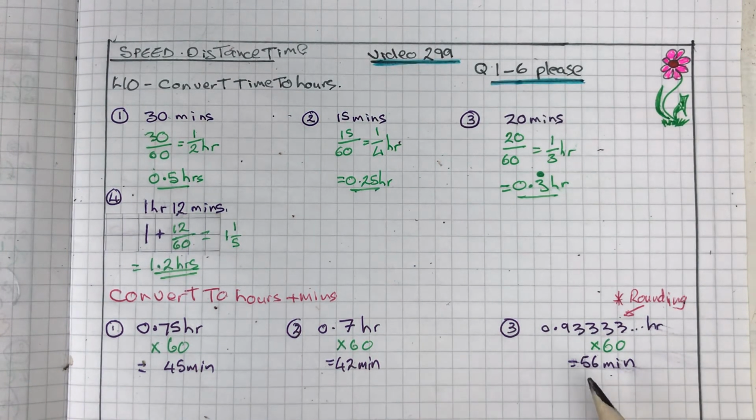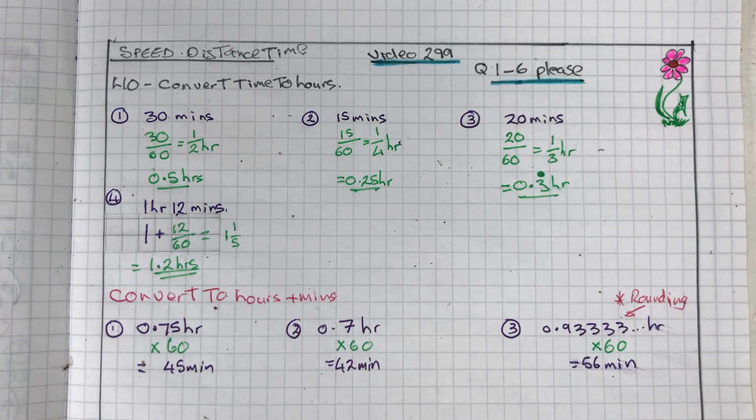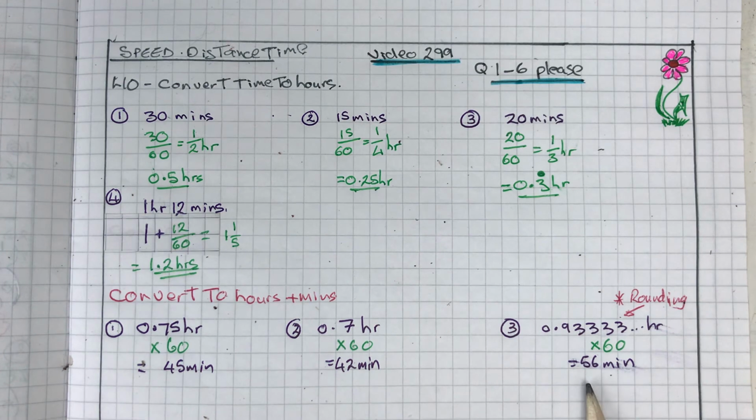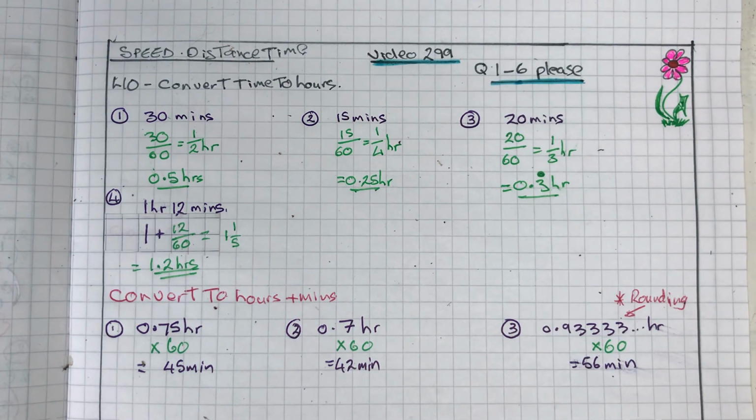And if I'm looking at this one from the worksheet, if it gives me 0.93333 and the dots keep on going, if I enter that into my calculator, times it by 60, it actually gives me 55.99999, depending on how many threes I put in there. So be careful, you do need to round it up to 56 minutes, because those threes keep on going forever.